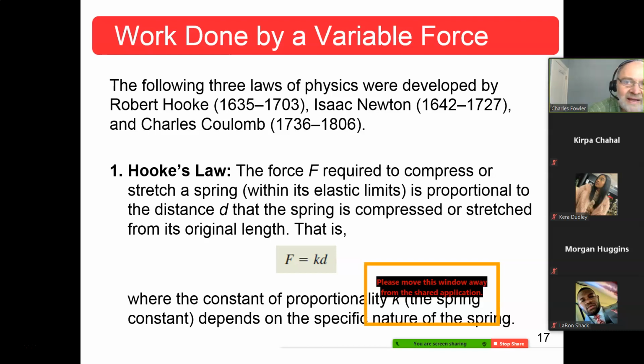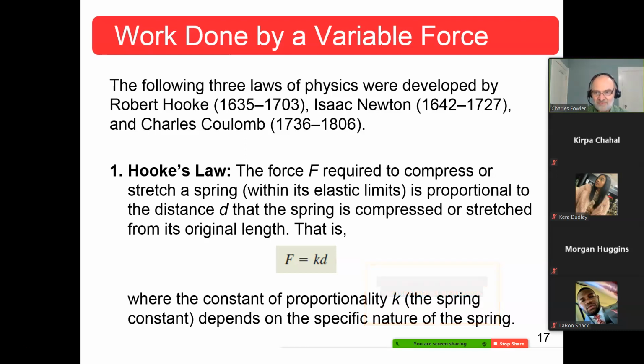Work done by a variable force. The following three laws of physics were developed by Robert Hooke. The first one, Isaac Newton, lots of them. The second one. Now notice Hooke was about 7 years older than Newton, and he was a well-established scientist in England at the time Newton was just completing his university training at Cambridge, I think it was.